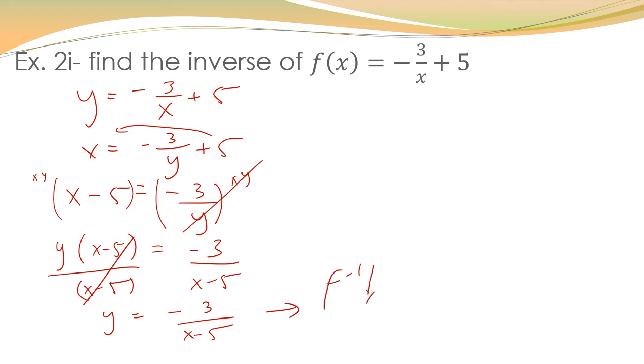Last step, we'll erase that. f inverse of x equals negative 3 over x minus 5. This might be one to pay attention to or to highlight, because oftentimes when we have the variable in the denominator, we don't know what to do.